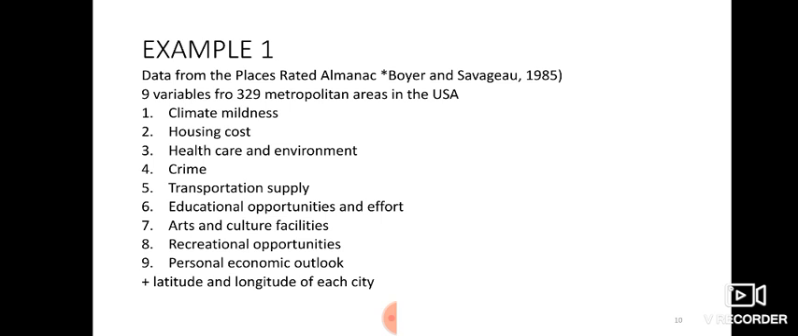First, we are getting data from the Places Rated Almanac, by Boyer and Savageau. We have 9 variables and 329 metropolitan areas in the USA. It gives us climate, housing cost, healthcare and environment, crime, transportation, educational opportunities, arts and culture facilities, recreational opportunities, and personal economic outlook. Based on these, we can identify the latitude and longitude of each city.